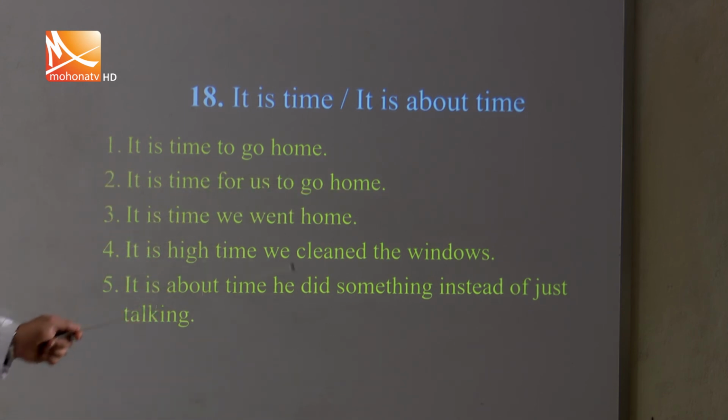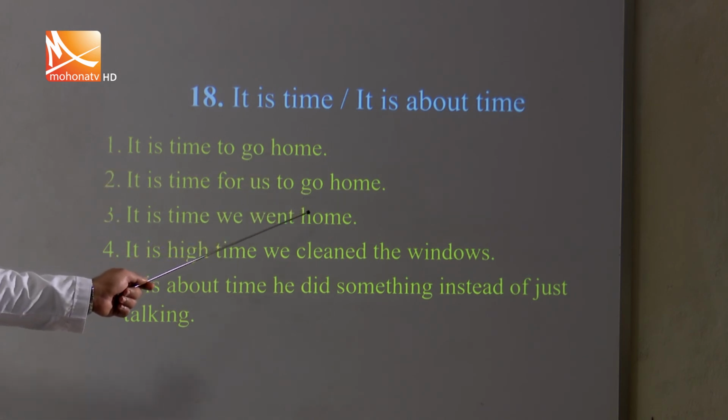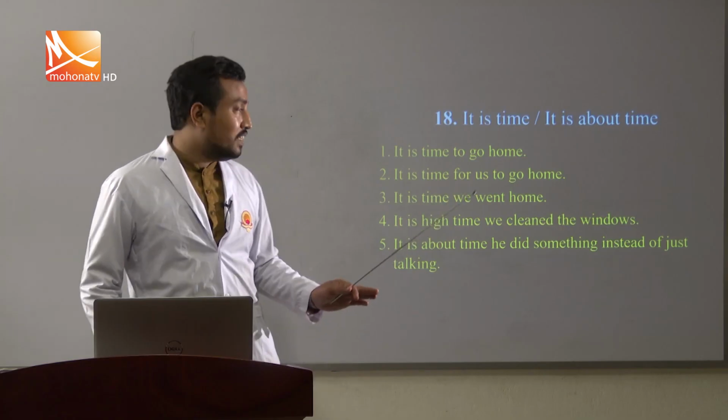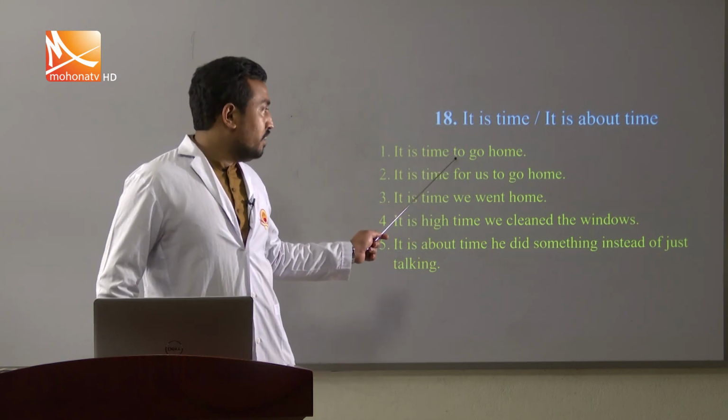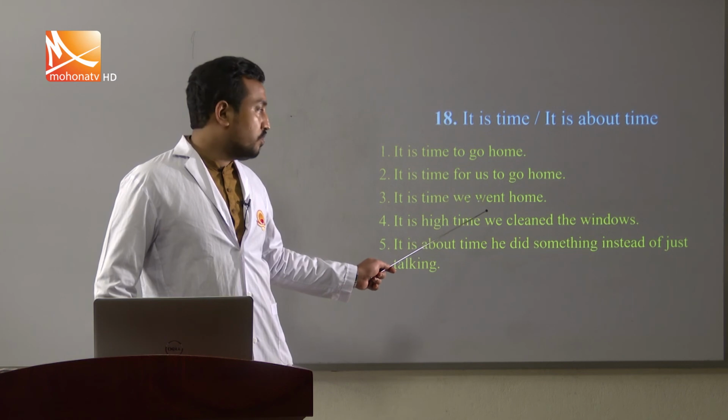Look at this, just to make it clear, I am using this. It is time we, here is the subject, so we are using the second form of go, went. It is time we went home. It is time to go home, and it is time we went home. The meaning is the same, okay, but the structure is different. Here infinitive, and here subject plus V2 or past form of verb.